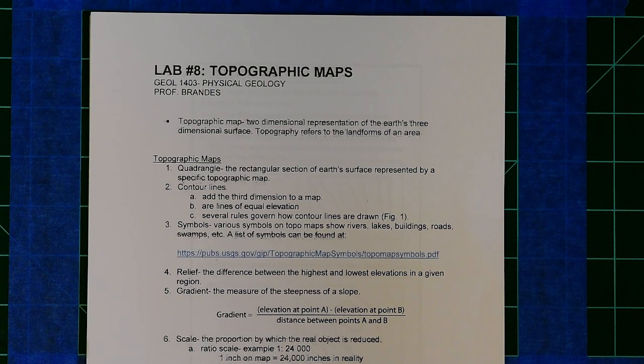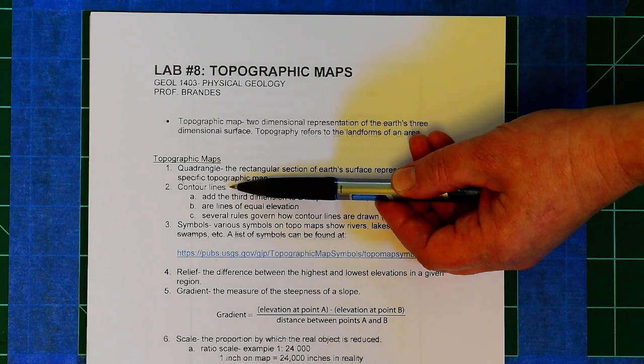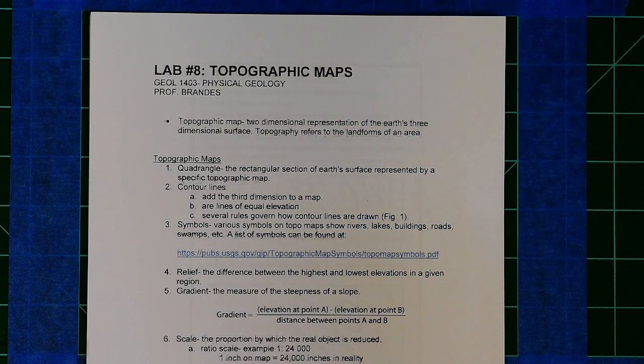So first of all, a topographic map is a two-dimensional map, right? It's a piece of paper that represents the three-dimensional surface of the Earth. And that's in fact what topography is. It's basically where are the hills and the valleys and the canyons and the mountains and things like that. And the way that the topographic map shows this third dimension of elevation is in these things called contour lines. Contour lines are usually going to be brown on a topographic map, and they are lines of equal elevation.